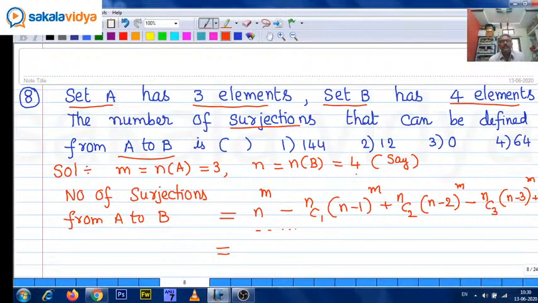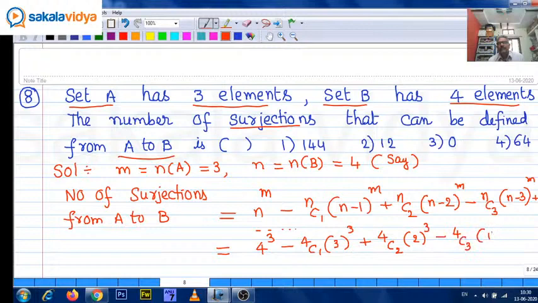Now let us substitute. n is 4. 4 to the power of 3, 4 cube, minus 4C1. 4 minus 1 is 3, 3 to the power of 3. 4C2, 4 minus 2 is 2, 2 cube, minus 4C3. 4 minus 3 is 1, 1 to the power of 3. Just simplify these values, then you will get the answer.